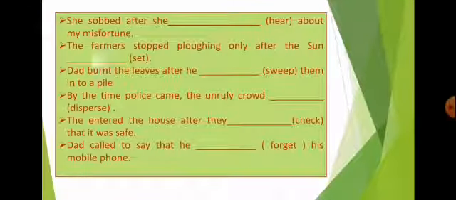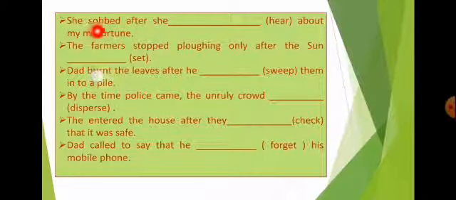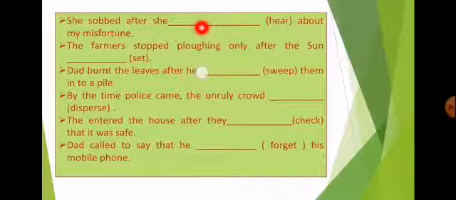She sobbed after she dash about my misfortune. In this sentence, first we will underline sobbed. That is the past tense verb, means second form of the verb. Then in the blank we first write had, that is the helping verb of past perfect tense. Then we will change first form of the verb into third form of the verb, that is heard. She had heard about my misfortune.